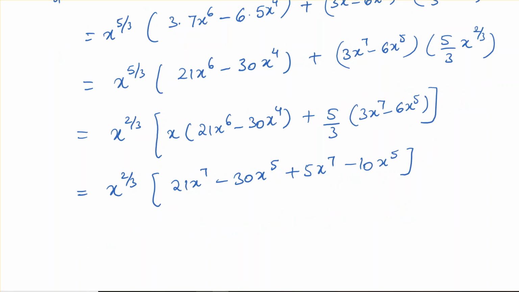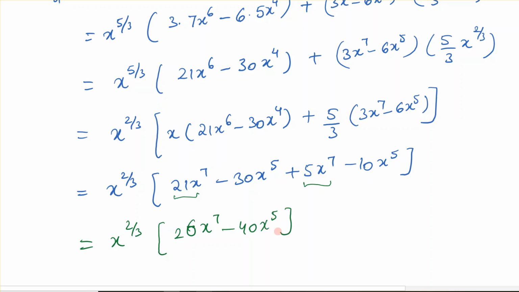Now we combine any like terms. In this case, 21 plus 5 is 26, so 26x^7. So we get x raised to power 2/3 times (26x^7, and then minus 30 minus 10, so negative 40x^5). So this is our simplified answer.